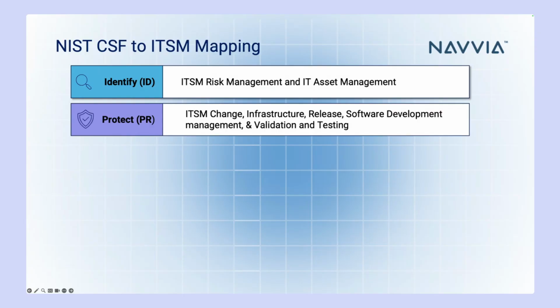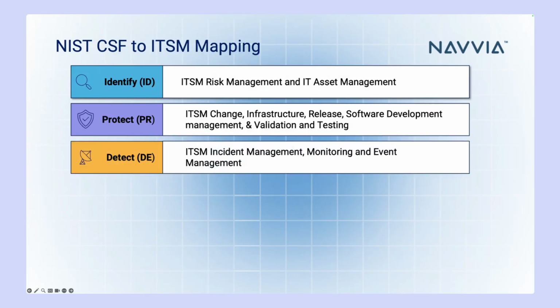You have to have a good release management process. In software development, the whole software development lifecycle phase, if conducted right from business requirements all the way through to the deployment of a release, should have security built into it all along the way. Validation and testing: are you properly testing things from a security perspective? So I think you can see here, each of these outcomes are mapped directly to an ITSM process.